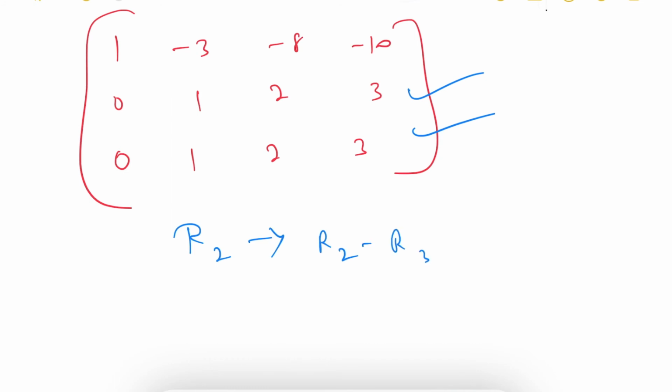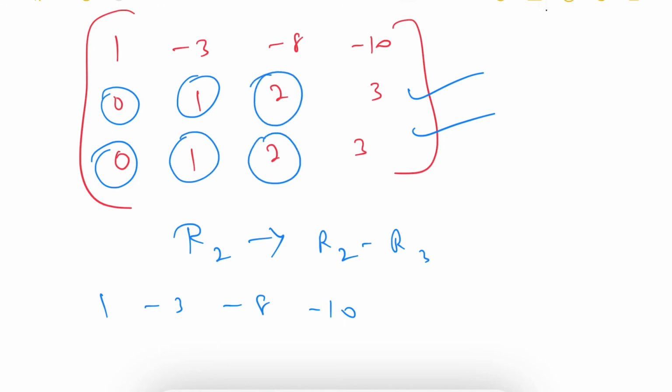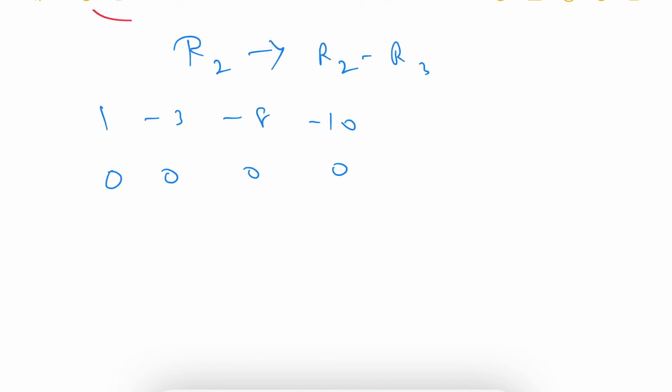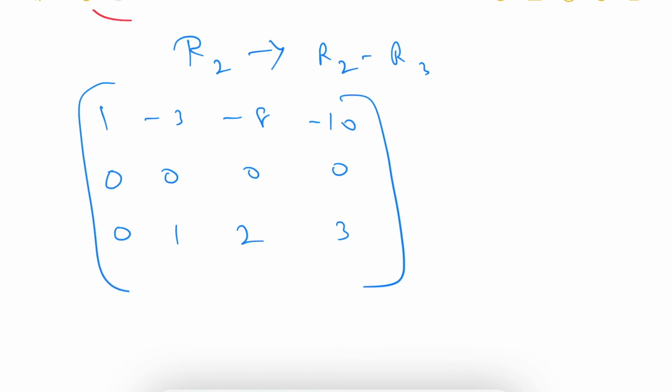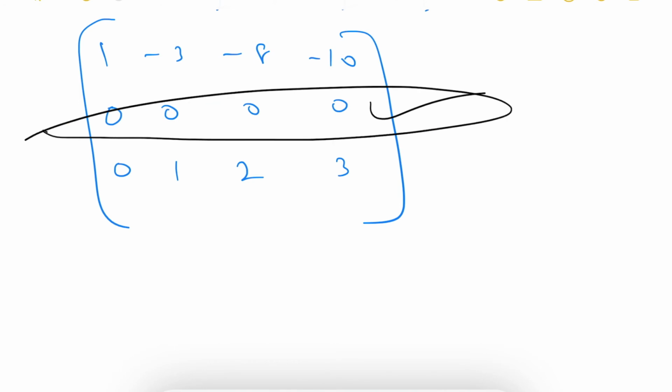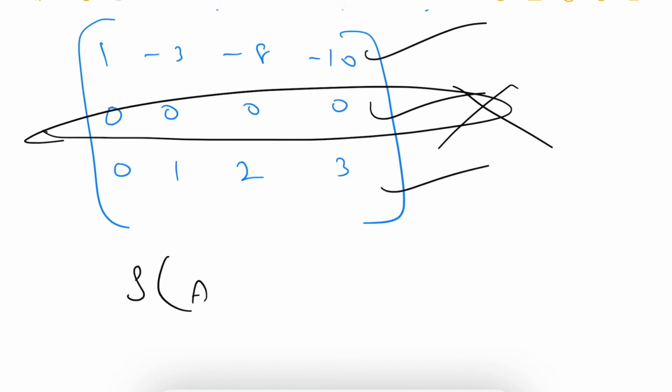So now first row as usual 1 minus 3 minus 8 minus 10. Now row 2, from row 2 I am subtracting row 3, right? 0 minus 0 0, 1 minus 1 0, 2 minus 2 0, 3 minus 3 0. So row 2 it will become completely all zeros. Then row 3 as usual 0 1 2 3. Okay, now if we observe, total second row is having element zeros only. So now we don't have any work with this row at all. So remaining, how many rows are remaining? 2 rows are remaining. Then the rank of the augmented matrix is equals to 2.